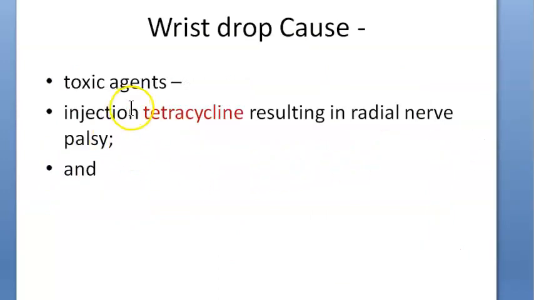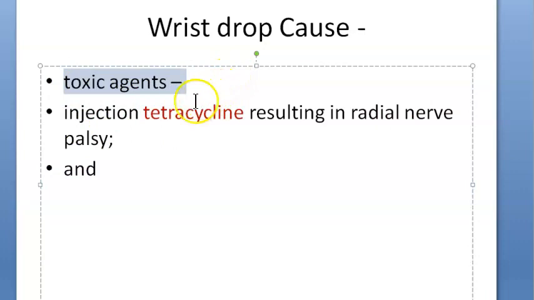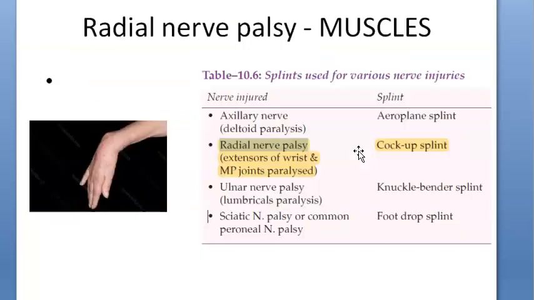Other causes are there, like we told you, pressure, or there could be toxic agents, and tetracycline injection also can result in radial nerve palsy. Okay. So radial nerve palsy is because of the paralysis of the extensors of the wrist and the metacarpophalangeal joints, right? MP joints.